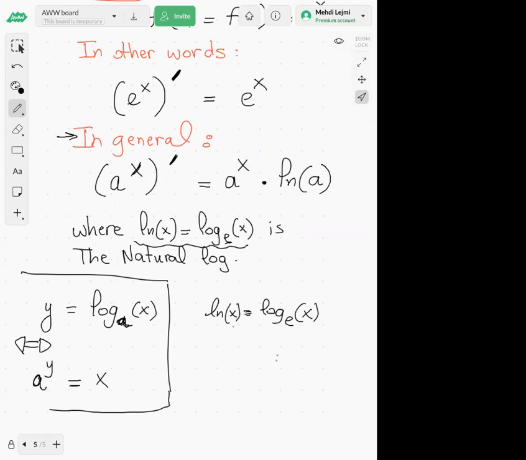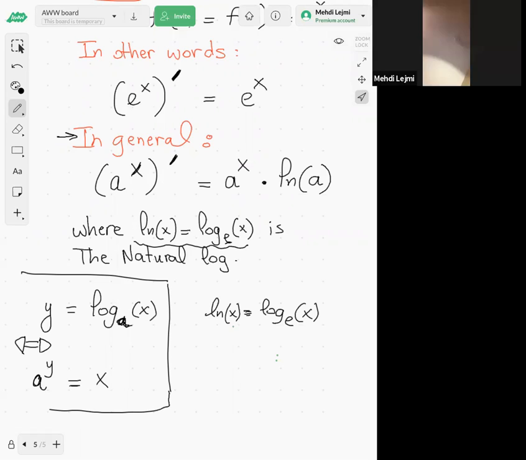Does it make sense to you, Ibrahima? Yeah, I understand. So this natural log is the log in base e, the number e, of x. Okay, I will talk about log next time anyway.